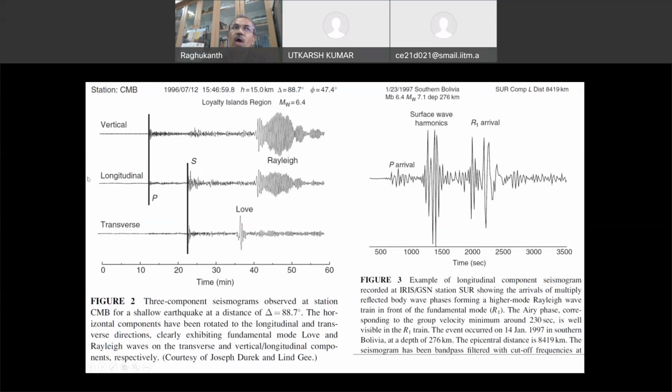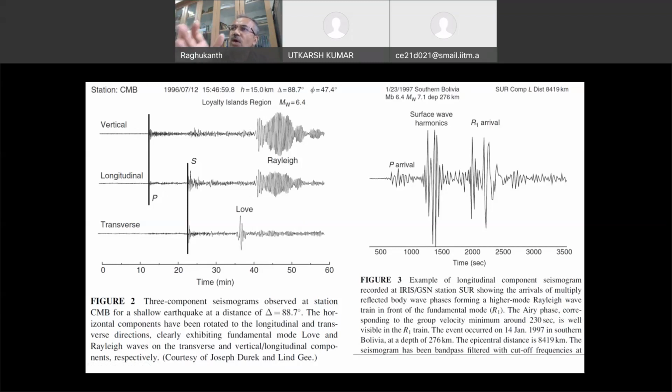See, if I have longitudinal data or vertical data, say, if I want to study Love waves, are these two components required? No, sir. So what does it tell you? Although the problem is a three-dimensional problem, essentially you are having two-dimensional problems. The vertical and longitudinal can be combined in one group, and then the transverse can be combined into a separate group.